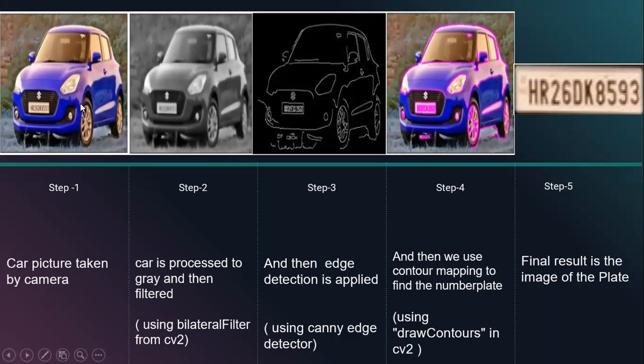So this is the car picture taken by the camera. Then the car image is converted to gray and then filtered. And then edge detection is applied. And then we use contour mapping to find the number plate. And the final result is the image of the number plate.